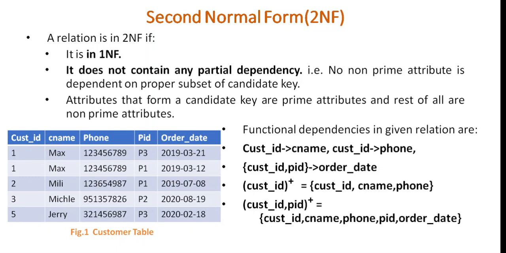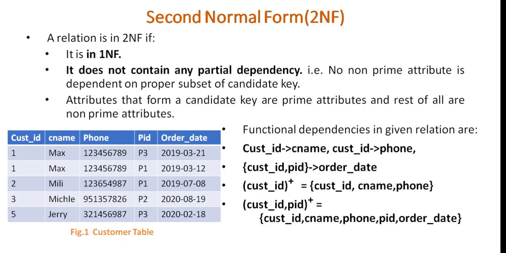Then the next closure set is for customer ID and product ID. This is combinedly a key because it is given in a functional dependency. So let's find out the closure for this key. First, customer ID is there because customer ID is a part of the key, so the closure set consists of the customer ID attribute. Now let's see what the closure of this customer ID is. So the closure includes that closure also.